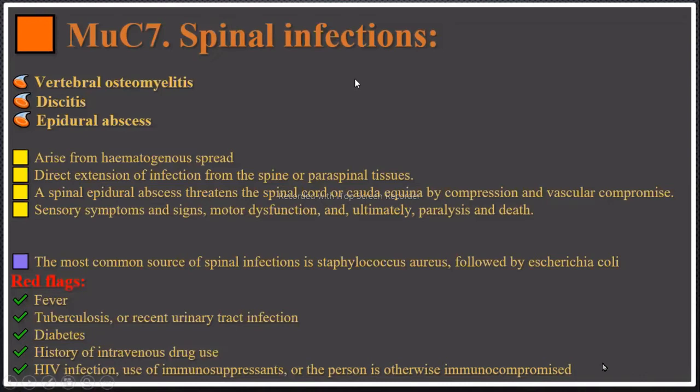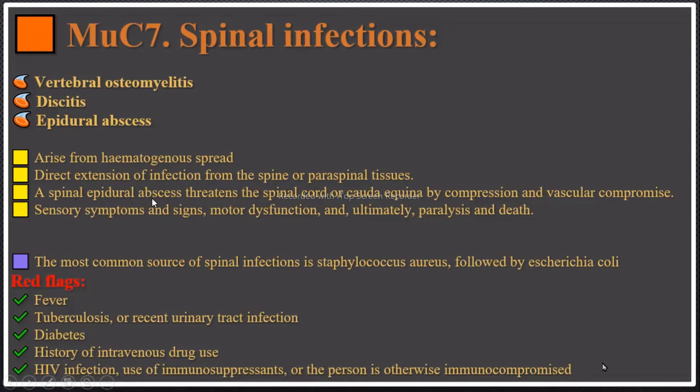Spinal infections, it's very important. The Royal College put it in condition 7. So vertebral osteomyelitis or discitis or epidural abscess. It can arise from hematogenous spread. The patient has a blood infection, that's why he has a spinal infection, or direct extension of infection from the spine or paraspinal tissue. The patient has a local infection, after that it spreads to the spine.